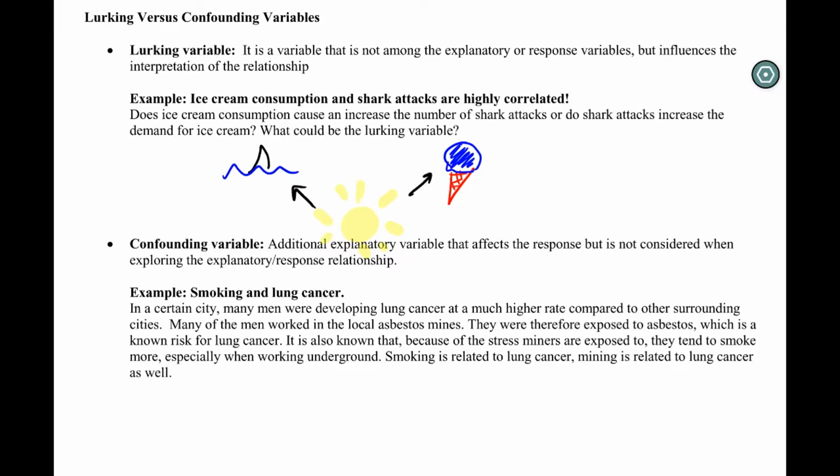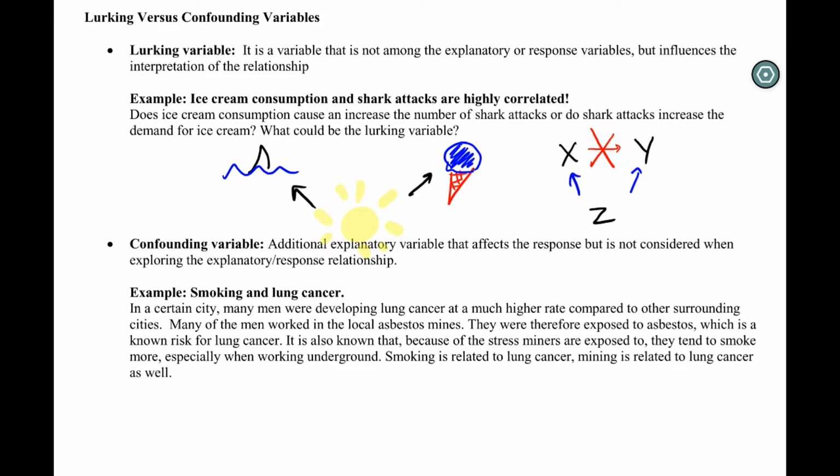When it's nice and sunny outside, we're more likely to go to the beach, get in the water, potentially get attacked by sharks, and we're also more likely to enjoy a sweet treat like an ice cream cone. So that is a lurking variable. This idea that whatever we thought was happening doesn't actually exist, and instead there is some outside unknown variable that we did not collect that is actually influencing what we're seeing.